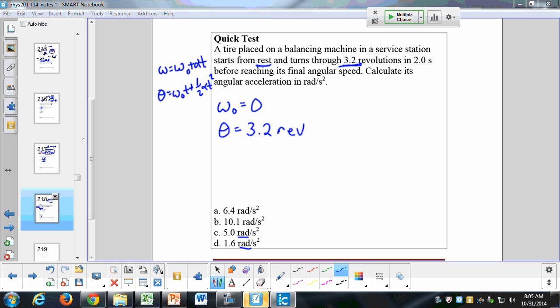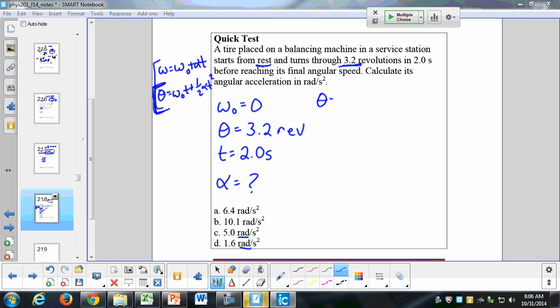I've noticed that all my units here are in radians, so I need to convert that to radians. But actually, I'm going to hold it in revolutions for now. We'll go through the calculation, and then we'll convert it to radians. Though many of you probably converted it at this point, right? Did y'all convert it to radians here? Okay, maybe not. So then I have a time of 2 seconds before reaching its final angular speed, and I want to know the angular acceleration, alpha.